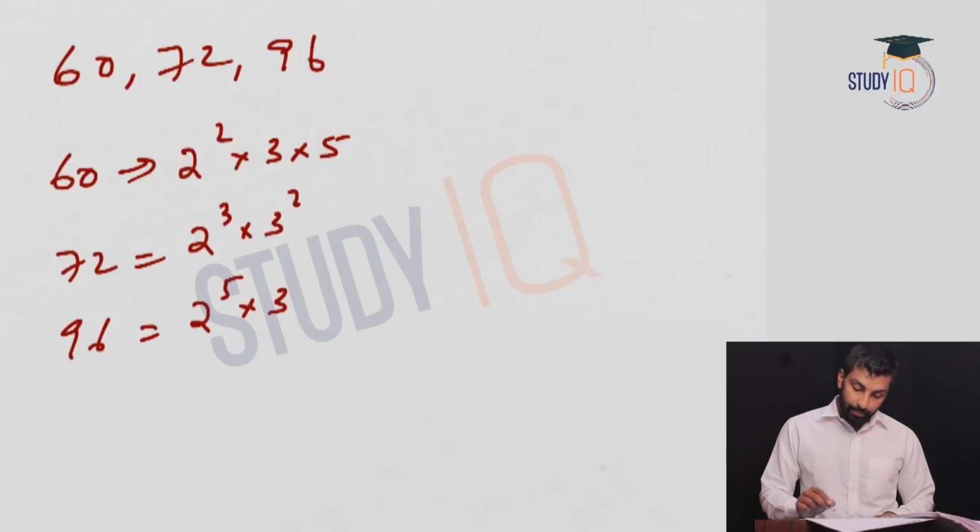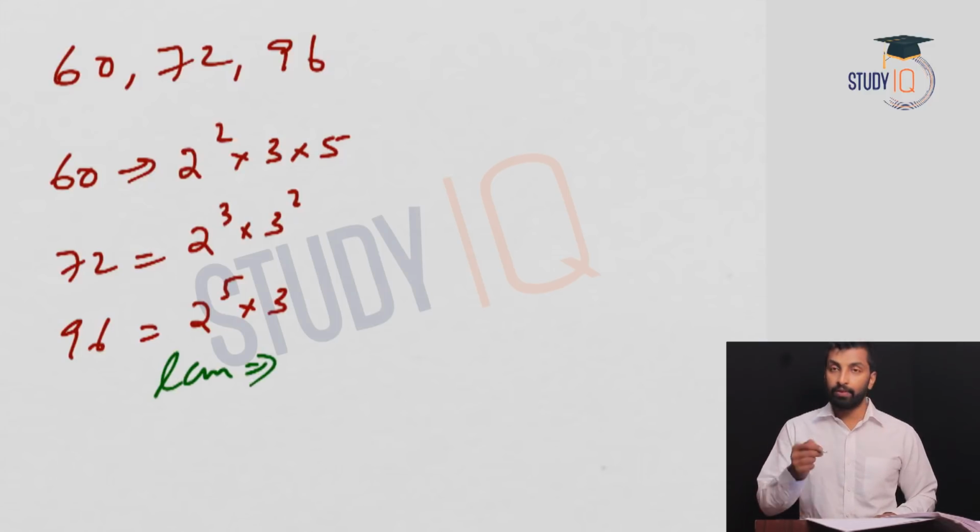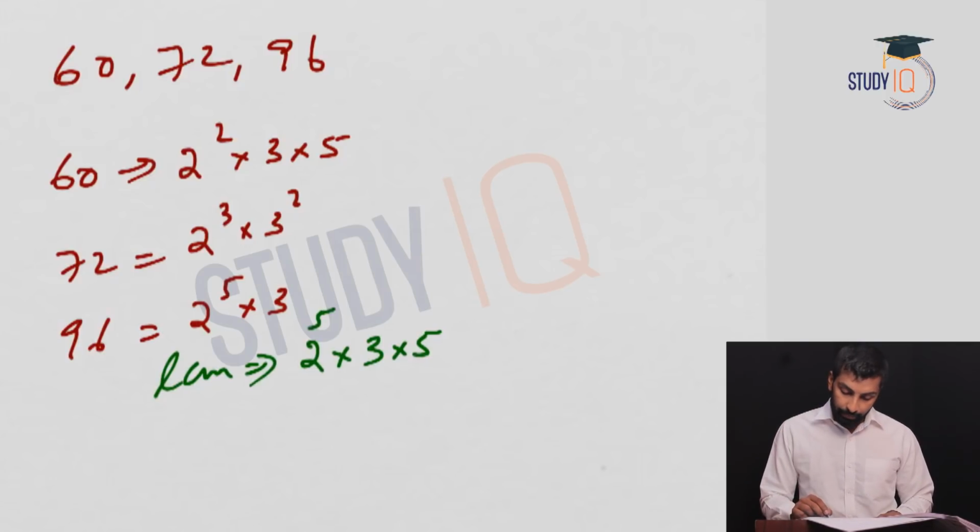And LCM, I told you, is everything which is involved in this prime factorization, that is 2, 3 and 5, with the highest power. So 2's highest power is 5, 3's highest power is 2 and 5's highest power is 1. So this is your LCM.